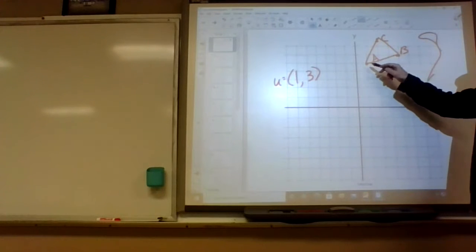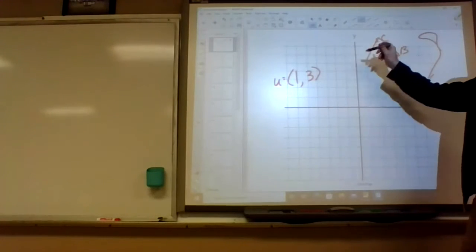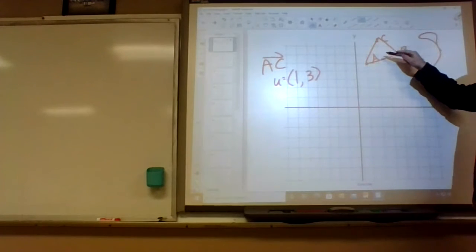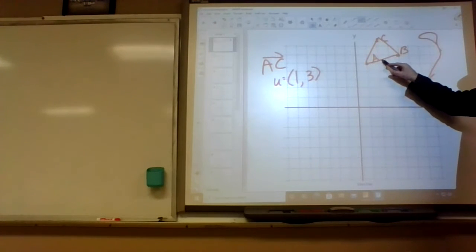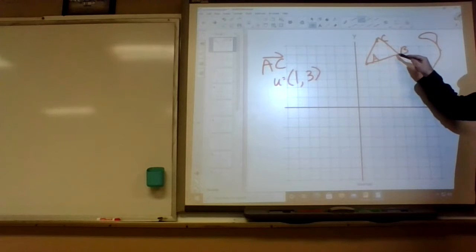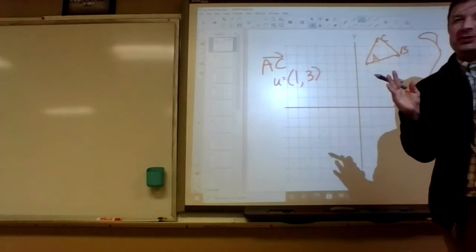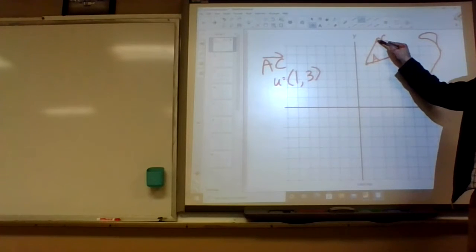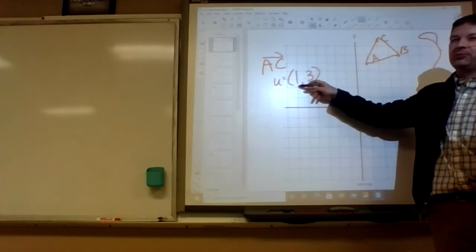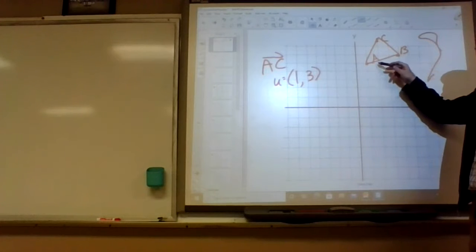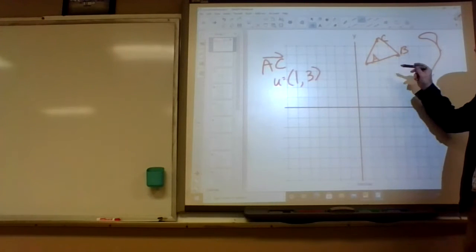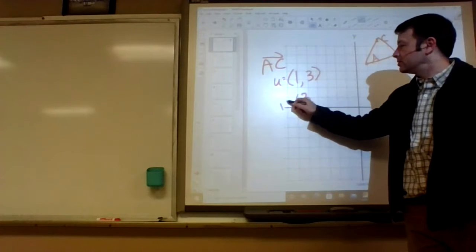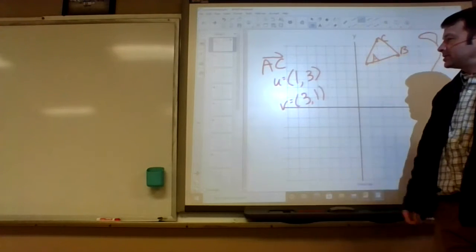You could call it vector AC. You guys remember the vector symbol. How about this vector? 3, 1. You don't really need a picture to do this. You just need to figure out how far A is from C. The X goes up 1, the Y goes up 3. How far is A from B? The X goes up 3 and the Y goes up 1. So that's basically our U and V.